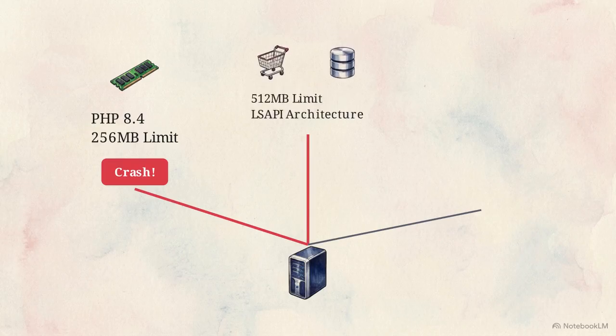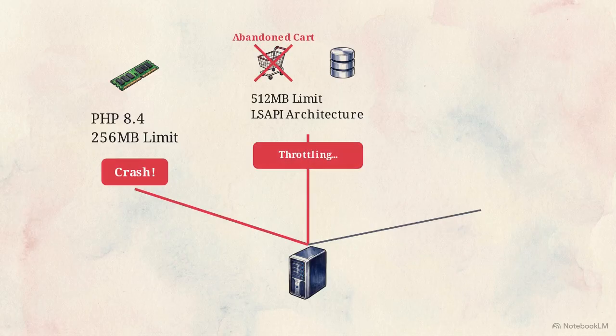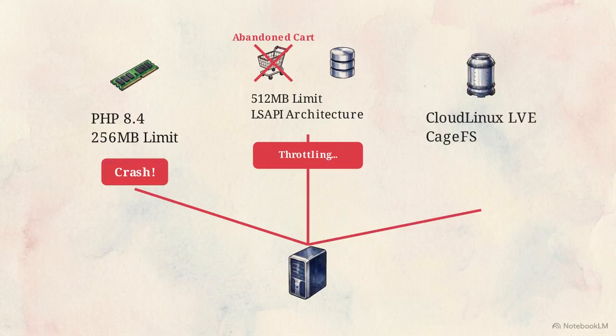E-commerce requirements are higher. Elementor Pro with WooCommerce needs a 512 megabyte minimum and a persistent LSAPI model for dynamic database requests. Building a store on a standard PHP-FPM setup will throttle checkouts and cause abandoned carts.